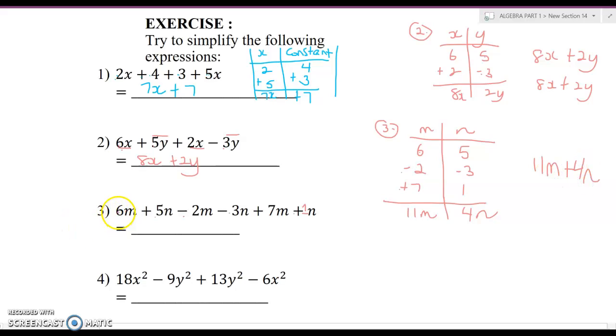Again, you can look at it straight from here. 6m minus 2m is 4m. And then 4m plus 7m is 11m. And then the n's now. 5n, take away 3n is 2n. And then you add in 1, 3n. Good?